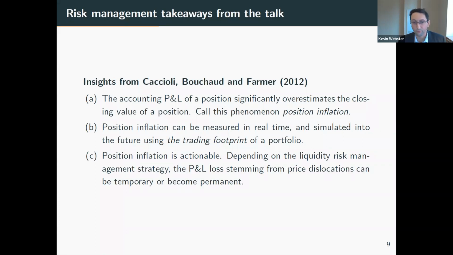The last point, and this is an important one, is not only can you measure it in real time, but it's actionable. The reason for that is if you have the ability to decompose losses into position inflation and permanent losses, the position inflation part are these price dislocations, which are typically temporary. Depending on your willingness to stomach risk, you may not want to lock in these losses. Conversely, if you are very risk averse, you may want to take these losses into account earlier. And I'll show that optimal execution engines don't take these losses into account.